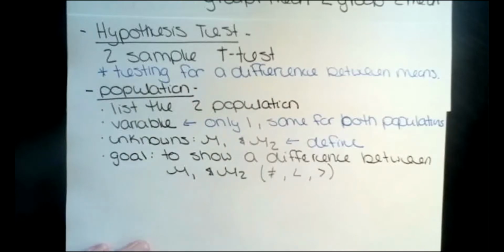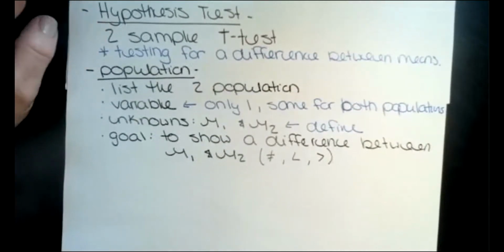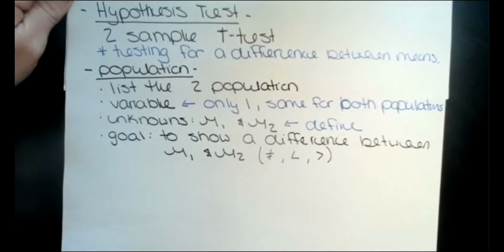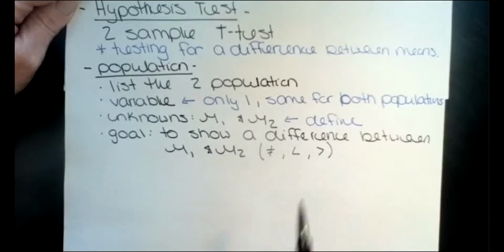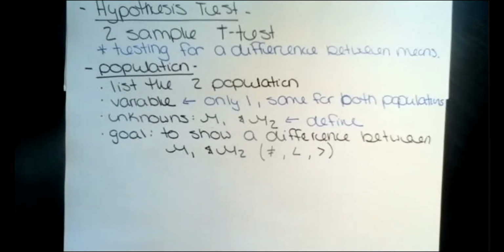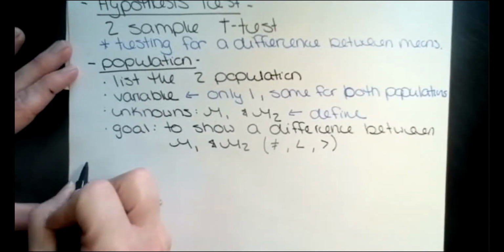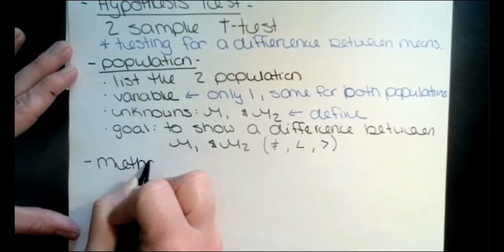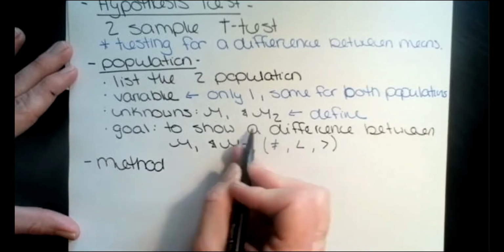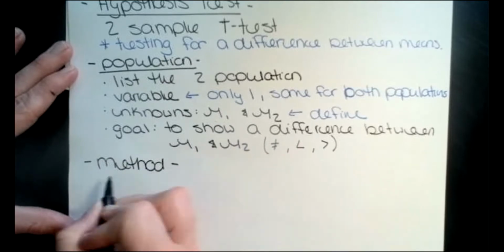But I want this out in words. And you're going to see when we look at an example, it's not always just not equal. It could be that one's less than or one's greater than, okay? So we'll be a little specific with the goal there. And then we're going to take a look at our method. And you know, our method is going to relate directly to this right here, to our goal.